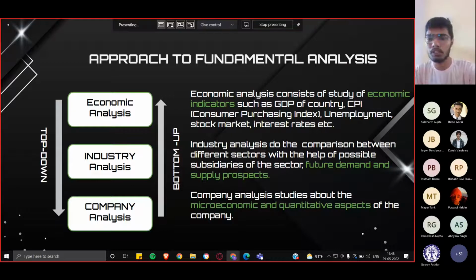First, suppose we talked about the economy of a country, then we talk about the industry analysis, and then we talk about the company analysis. In company analysis, all the same factors that I talked about, like what is the management ethics and financial statements, and what are their earnings, profit, ROI, growth, etc. All kinds of things we talk about in company analysis.